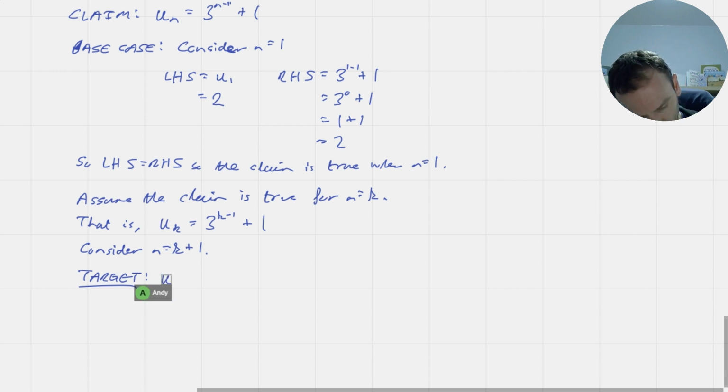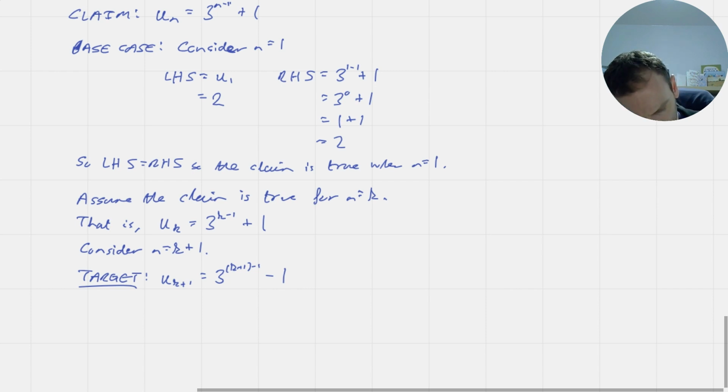So we're hoping that u_{k+1} is equal to 3^(k+1) minus 1 here. Yes, we could write 3^(k+1) minus 1 as 3^k, but we want to really explicitly replace n with k plus 1. And there's some mark schemes that will penalize you if you don't do that explicitly. Okay, so that's what we're hoping for.